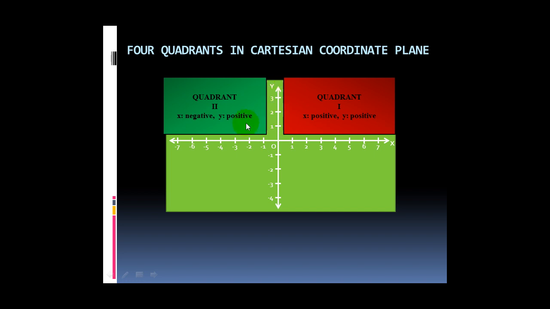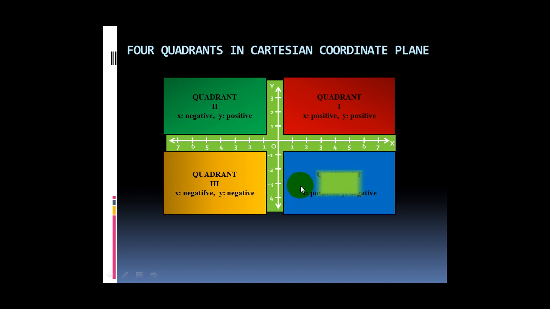And then quadrant 3, all coordinates are always negative. Ya, selalu negatif untuk kuadran 3. Nah, yang terakhir sisanya adalah quadrant 4. The value of X is always positive, and the value of Y is always negative.